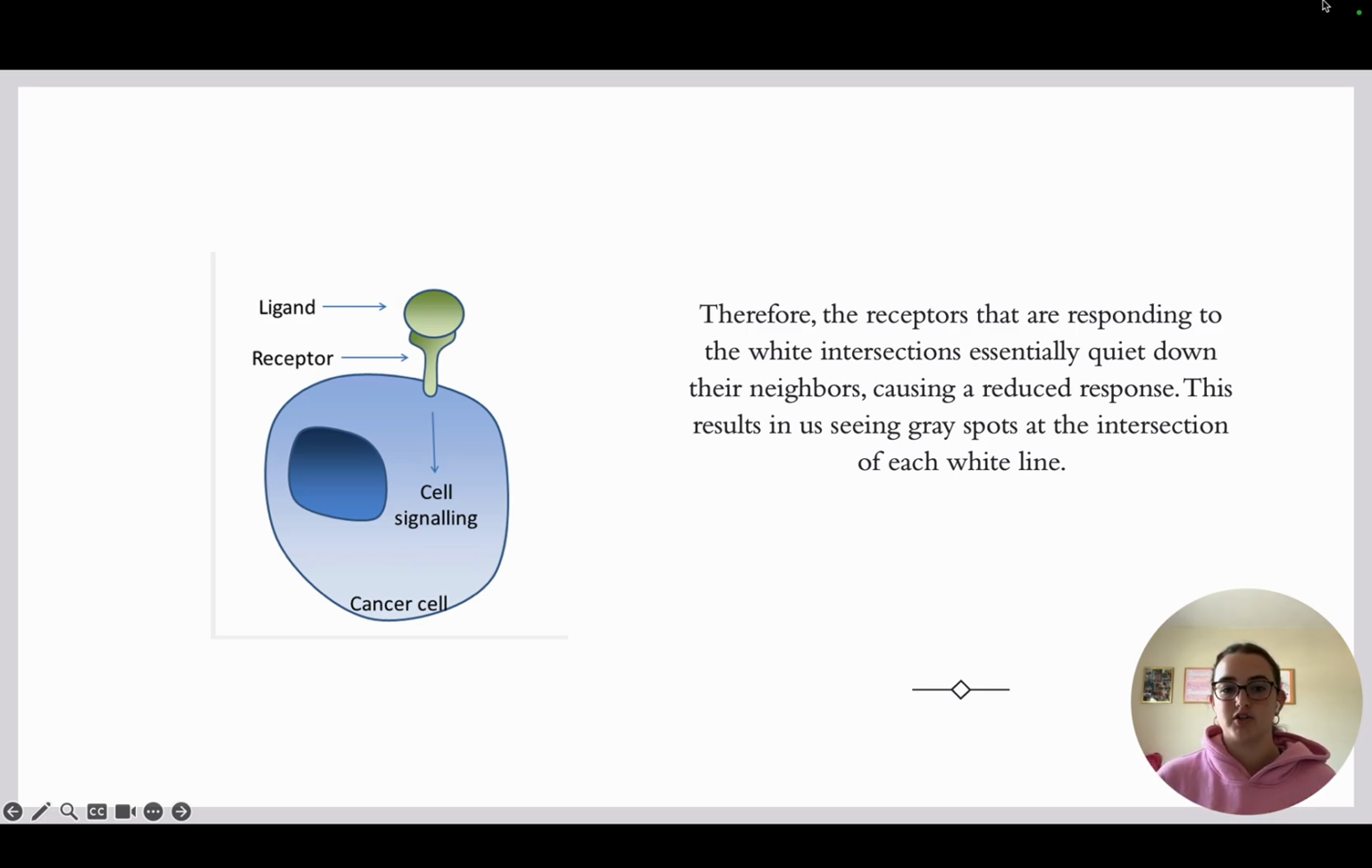And then I inserted a picture just of a receptor into a cell. And yeah, so that was my favorite topic in sensation and perception.